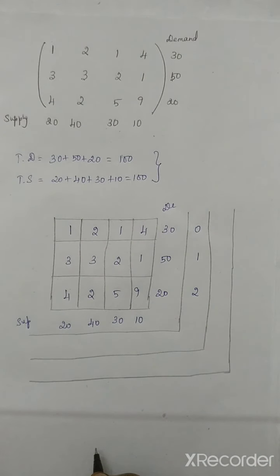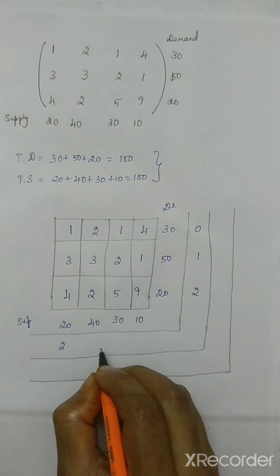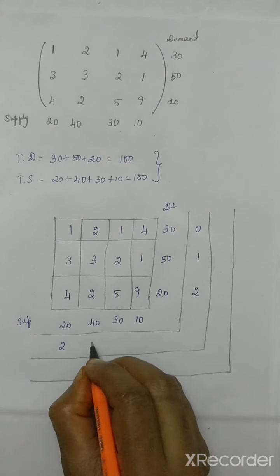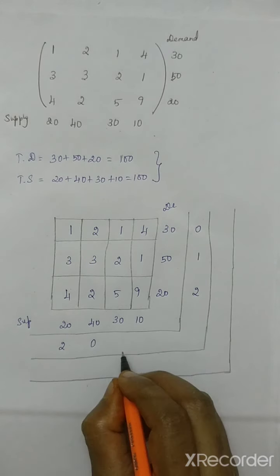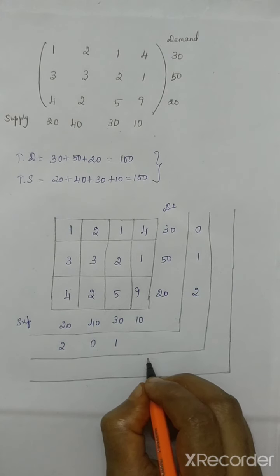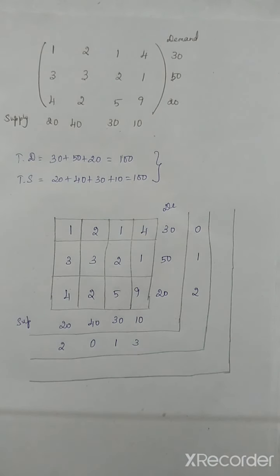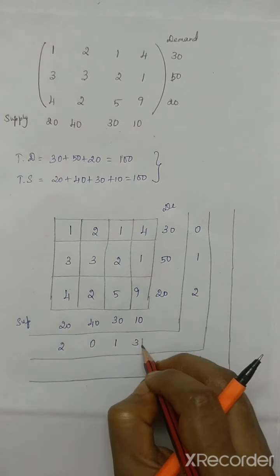For the first column, the smallest two elements are 1 and 3. So the difference is 2. Second column, 2 and 2. So the difference is 0. For the third column, 1 and 2. So the difference is 1. For the fourth column, 4 and 1. So the difference is 3. Here the maximum penalty is 3.